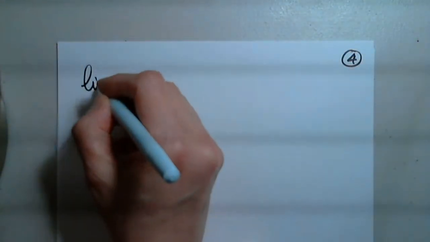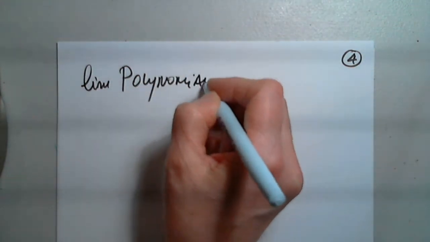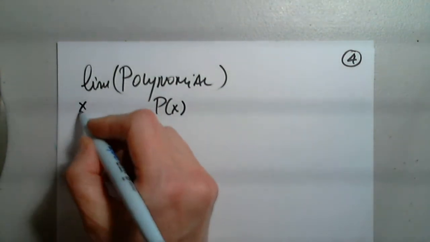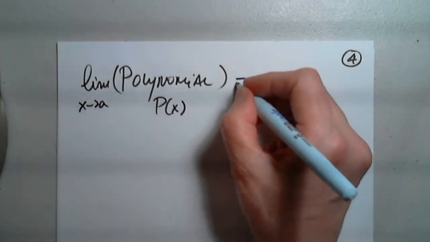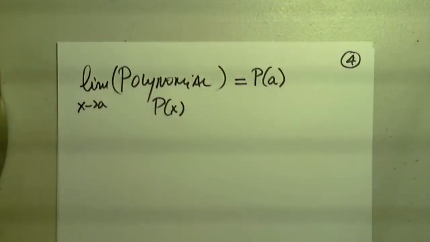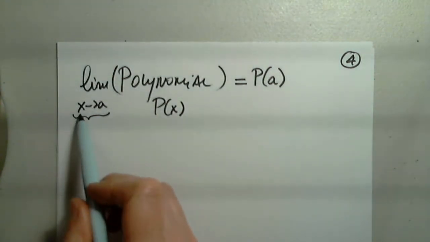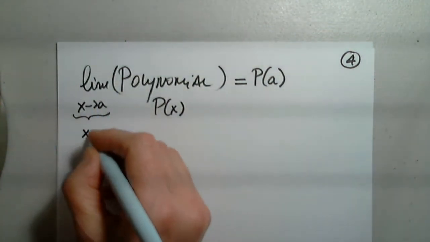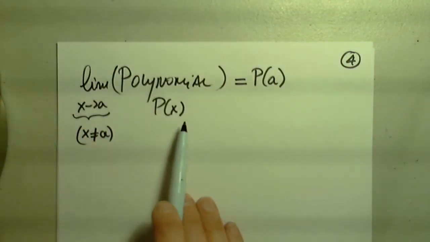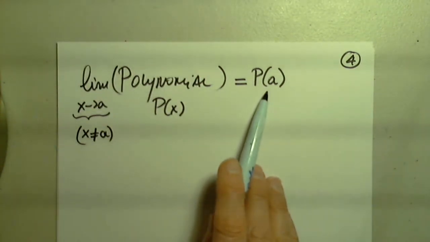So the limit of a polynomial, let's call it P of x, as x approaches a, happens to be just P of a. So already you know that I mentioned several times x approaches a, which automatically says x does not equal a. But here I am telling you to plug in a and get the limit.